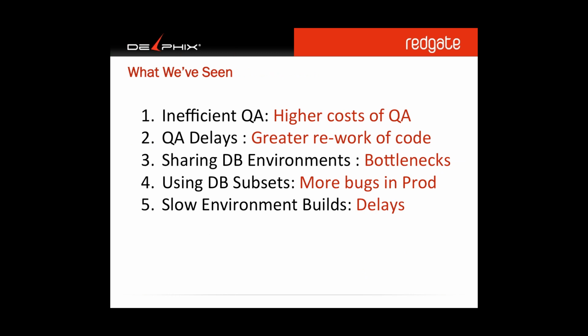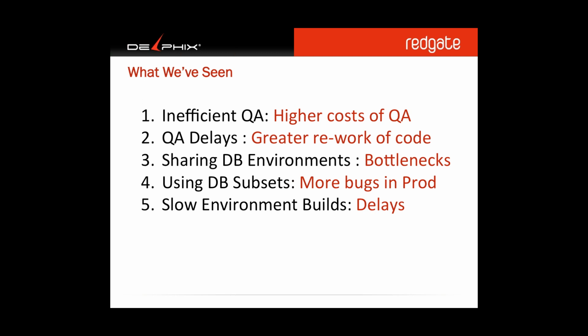And at Delphix, here's some of the things that we see in the industry. I don't know if these situations ring a bell at your organization or if you can imagine some of these situations. But here are the issues that we at Delphix are seeing in the industry with companies that we're talking to. We're seeing inefficient QA, which is causing higher cost of QA. We're seeing QA delays, and these delays in getting QA work completed causes greater rework of code problems that are found. We see issues with sharing database environments, and because they're shared, it creates bottlenecks in developer productivity.